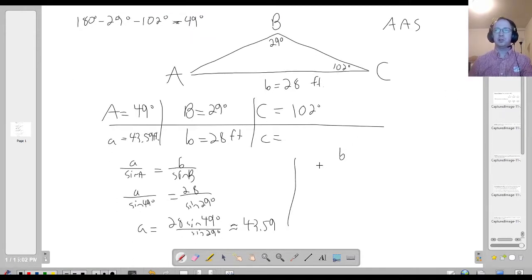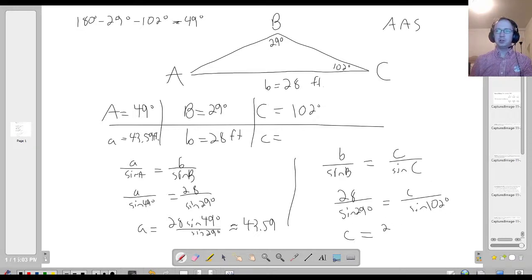I'm going to write out what I just picked. We could have chosen the other way. It really doesn't matter. I want to find little c, but let's fill in everything we know. 28 over sine of 29 degrees equals little c over the sine of 102 degrees. Let's multiply both sides by the sine of 102 degrees. If I can do that calculation, I'll have c.